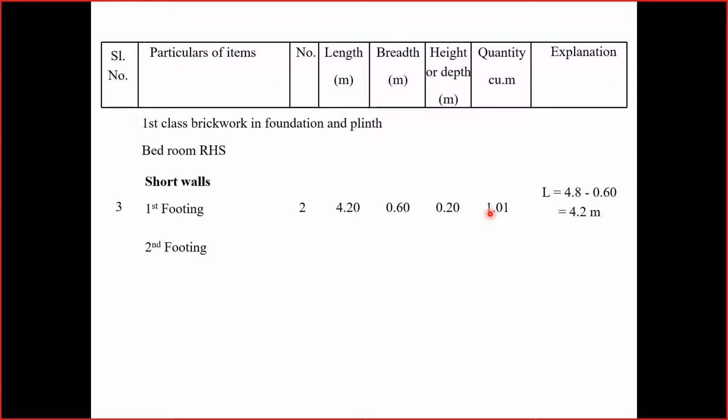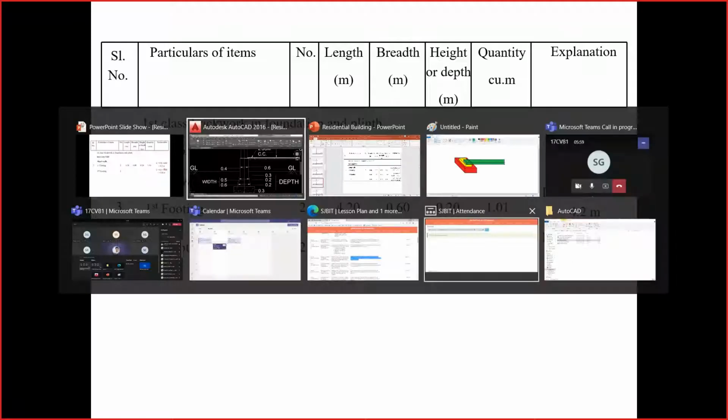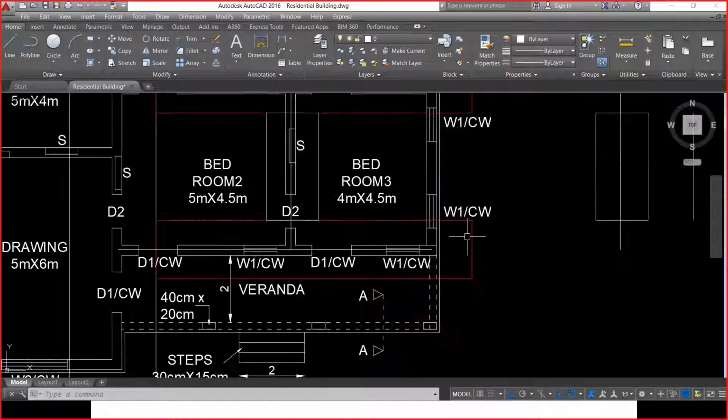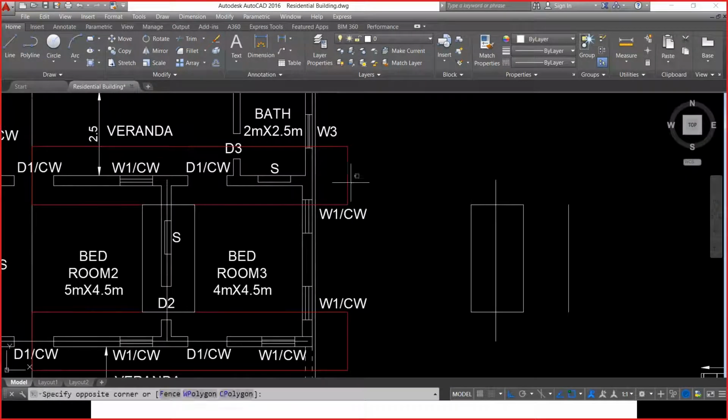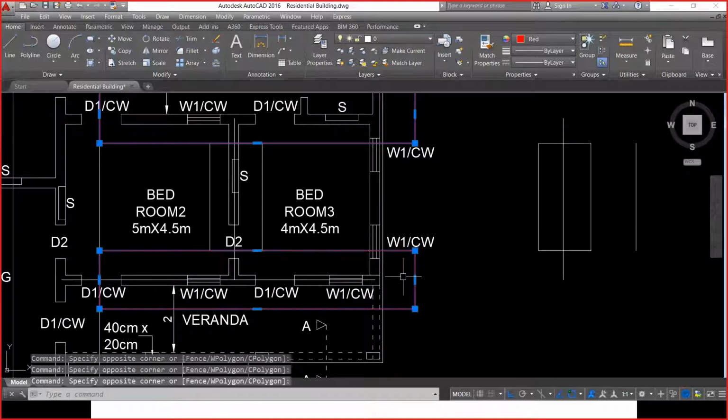And second footing, we have the same things. We shall repeat the same procedure. The number of short walls is not going to change. There are two numbers, and the length is 4.8 meter center to center distance, minus 0.5 meter width. Why are we subtracting 0.5 meter? Because of half of the width of this rectangle and half of the width of this rectangle.